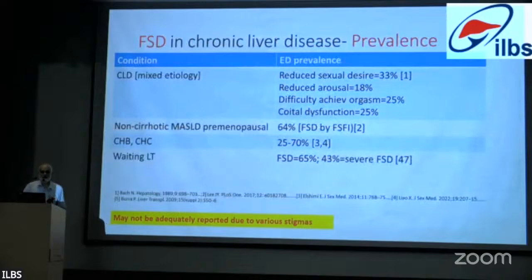Similarly, studies for female sexual dysfunction, prevalence. One study in chronic liver disease patients with mixed etiology found reduced sexual desire in 33%, reduced arousal in 18%, difficulty in orgasm 25%, and coital dysfunction in 25%. Similarly, there have been other studies, non-cirrhotic MASLD, hepatitis B, hepatitis C, and patients waiting liver transplant. Again, very high incidence of even female sexual dysfunction, but these studies may not be adequately reported.